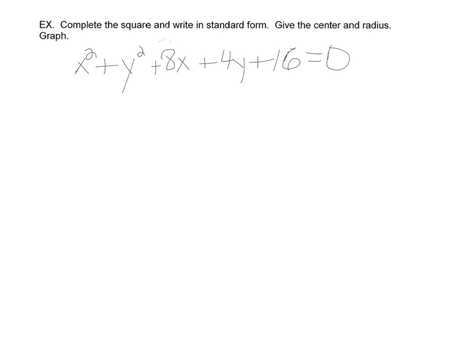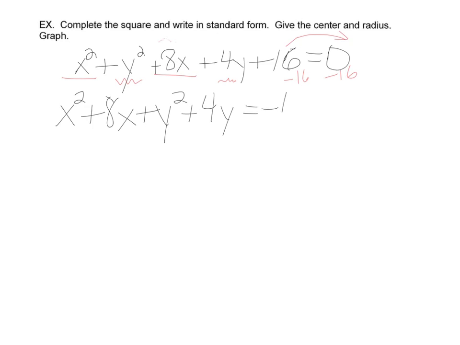Before you begin the problem, you need to make sure that all of your x terms are beside each other, all of your y terms are beside each other, and then anything that's constant that doesn't have an x or a y needs to go over to the right side. So I'm going to have to subtract this 16. So rearranging a little bit, we have x squared plus 8x plus y squared plus 4y equals negative 16.